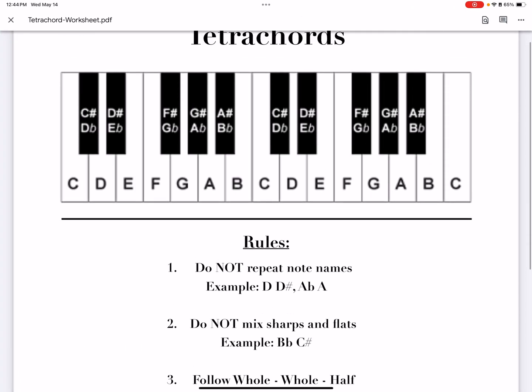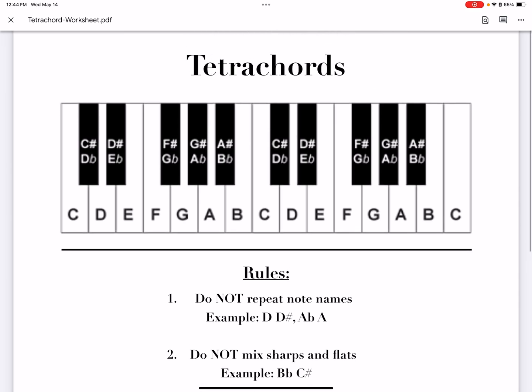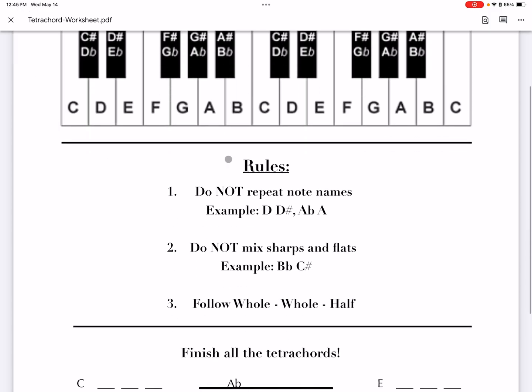We have the keyboard up here, okay? And you notice how each black key has sharps and flats marked in, okay? Right here, sharps and flats. So, there are some rules for tetrachords. Number 1, you cannot repeat the same letter name, okay? The notes must go in alphabetical order. You cannot go from D to D sharp. Okay, you may not go from A flat to A. If you're on an A flat, the next thing you do has to be some kind of B.